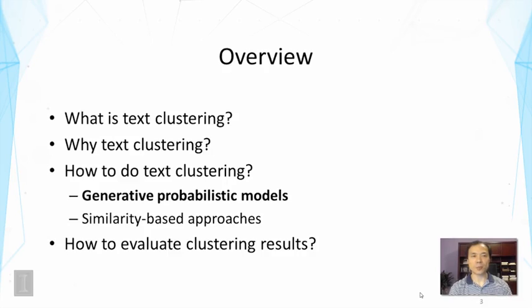In the previous lecture, we have talked about what is text clustering and why text clustering is interesting. In this lecture, we're going to talk about how to do text clustering. Now, in general, as you see on this slide, there are two kinds of approaches. One is generative probabilistic models, which is the topic of this lecture. And later, we'll also discuss similarity-based approaches.